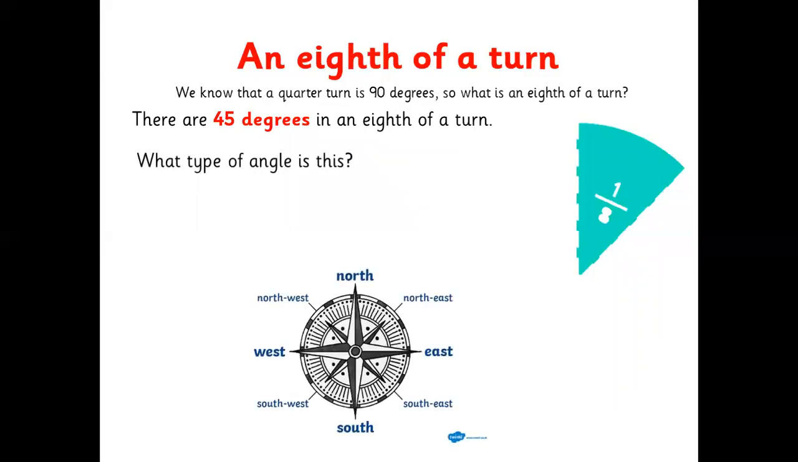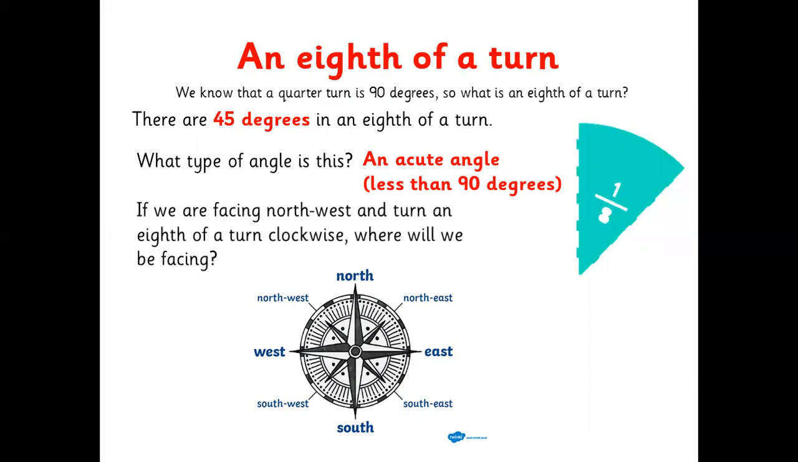Can you remember the name of this type of angle? If you think of your angles family, it's the small one. An acute angle, and an acute angle, remember, is always less than 90 degrees.